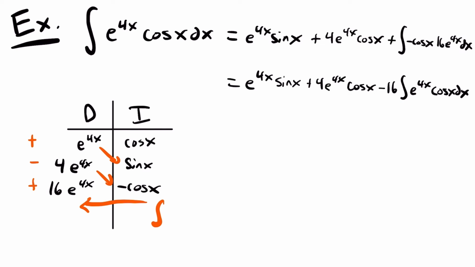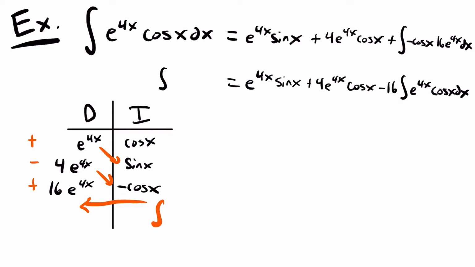Right, I just reordered the multiplication here. Instead of having cosine times e to the power 4x, we have e to the power 4x times cosine x. It's the same thing either way. But now notice that this integral right here, the integral of e to the power 4x times cosine x, is the same as what we started with. It's just multiplied by negative 16. And so these are like integrals. And remember that this integral is equal to these terms.